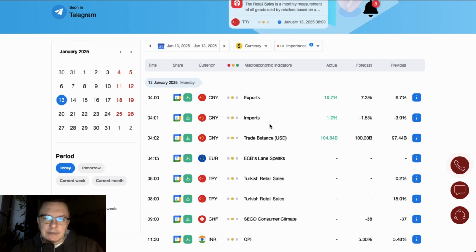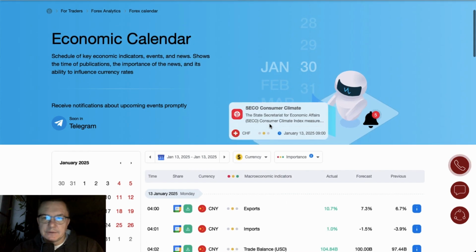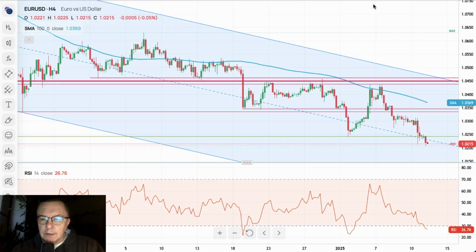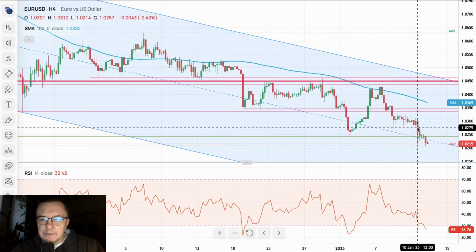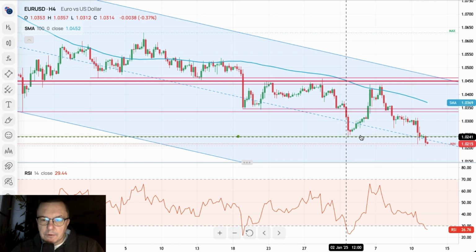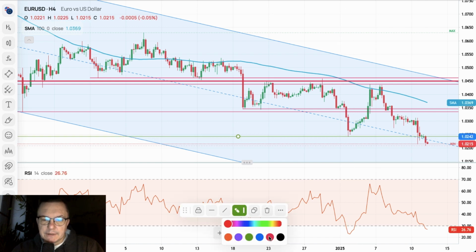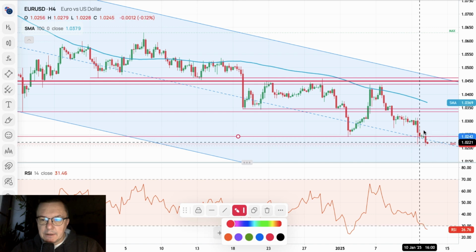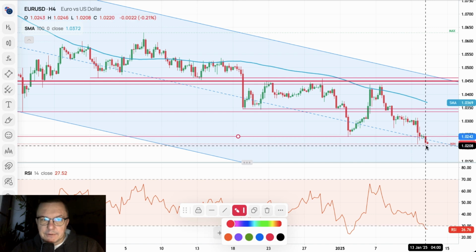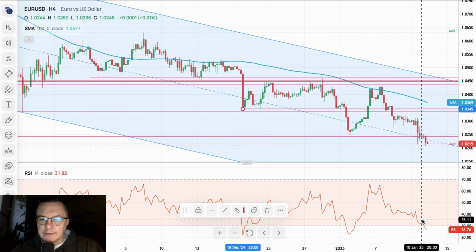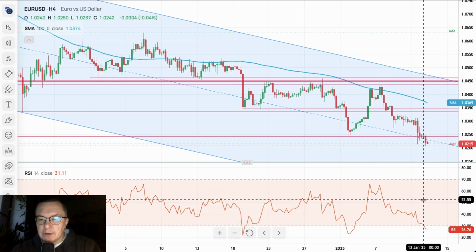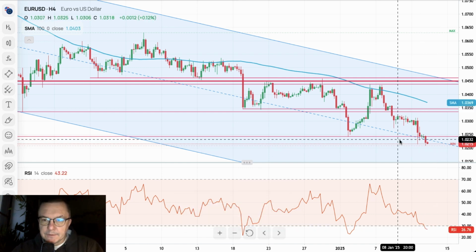So without any further ado, let's just switch to the charts and we start with euro dollar. Euro dollar is on the way down as it broke below the level of 1.0242. So this level now is the technical resistance. We went as low as 1.0208 and we eventually hit extremely oversold market conditions.